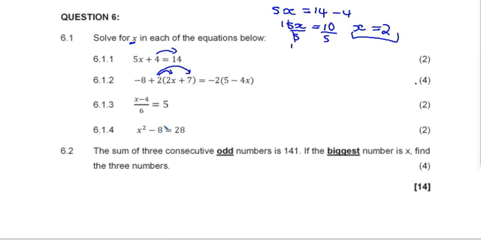The next question then, we have your 8 should go to the other side, so we have x squared is equal to 28 plus 8. The 8 is subtracting. When it goes to the other side, it is added, so x squared is equal to 36.